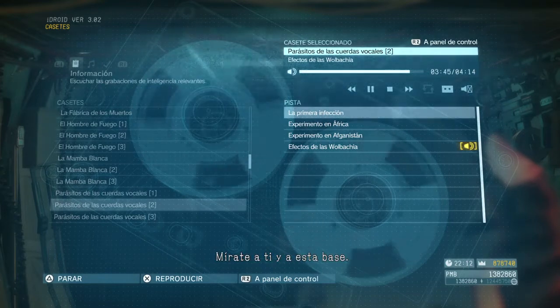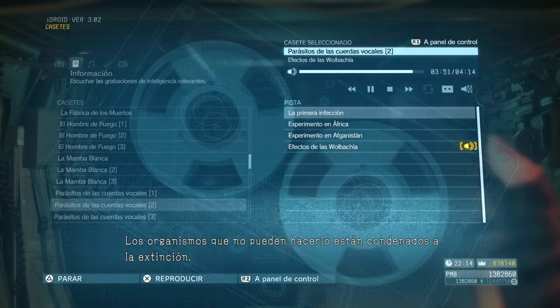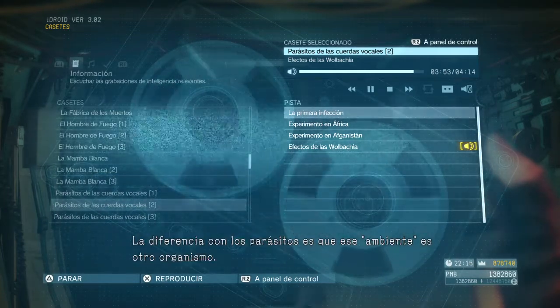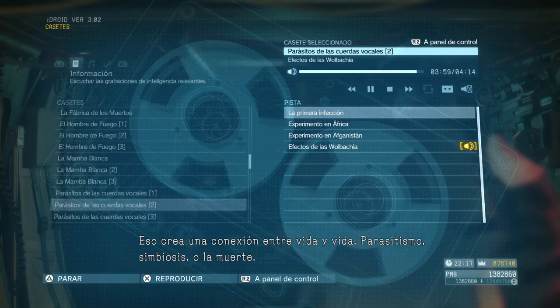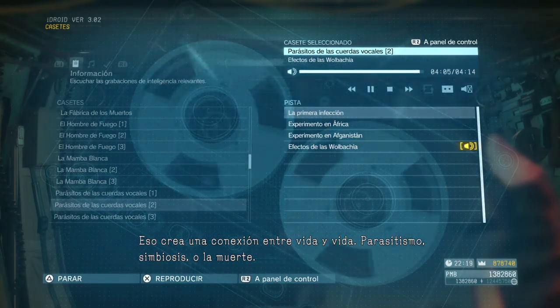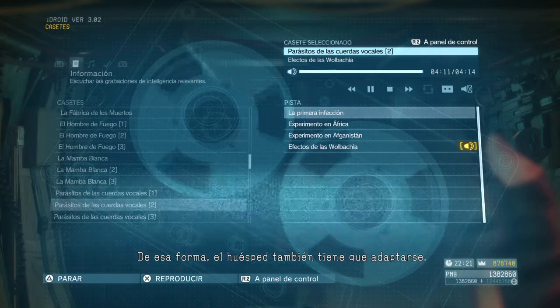Just look at you and this base. Organisms that cannot do this are doomed to extinction. The difference with parasites is that their environment is another organism. That creates a connection between life and life. Parasitism, symbiosis, or death. In this way, the host too is challenged to adapt.